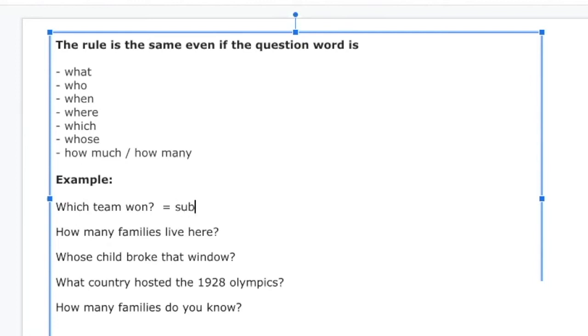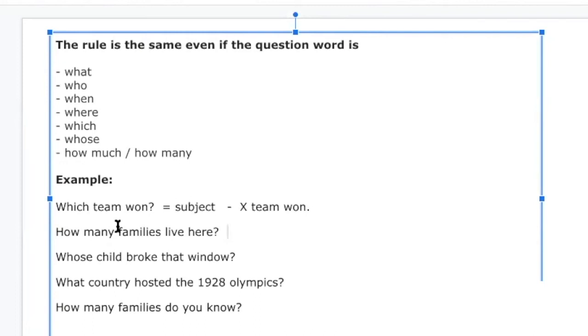Subject. How do you know? Because I can answer, for example, which team? Bayern München won. Good. Okay. So let's just say X team. Yeah, right? Good. So we can answer which team.